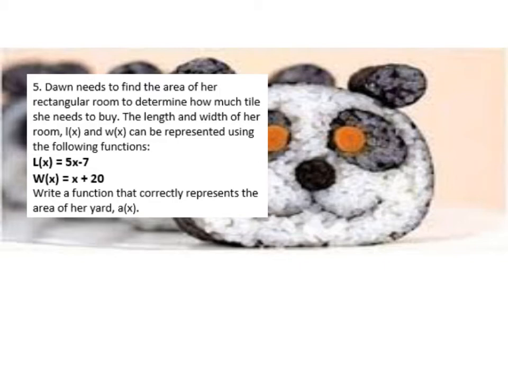Alright, we are moving along. Dawn needs to find the area of a rectangular room. Okay, so I'm going to stop you right there. Area of a rectangular room, have you drawn it yet? Not, you should. So a rectangular room wants to determine how much tile she needs to buy, length and width. Okay. I'm going to label this side 5x minus 7, this side x plus 20. You guys agree? It doesn't matter which side, you can switch up, doesn't matter.